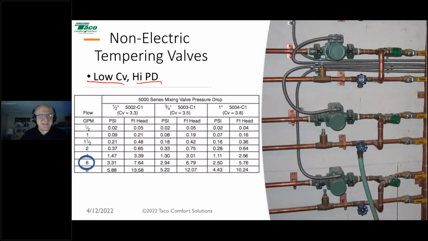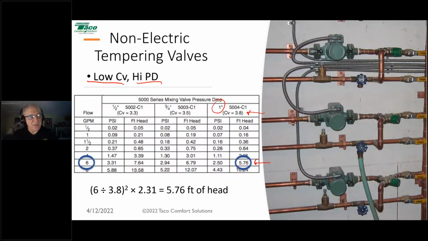So at 6 gallons per minute, I'm going to look at my 1-inch valve, and the 1-inch valve has a CV of 3.8. The chart tells us the PSI as well as the head loss. So we're looking at another 5.76 feet of head. Let's math that out just so we know.